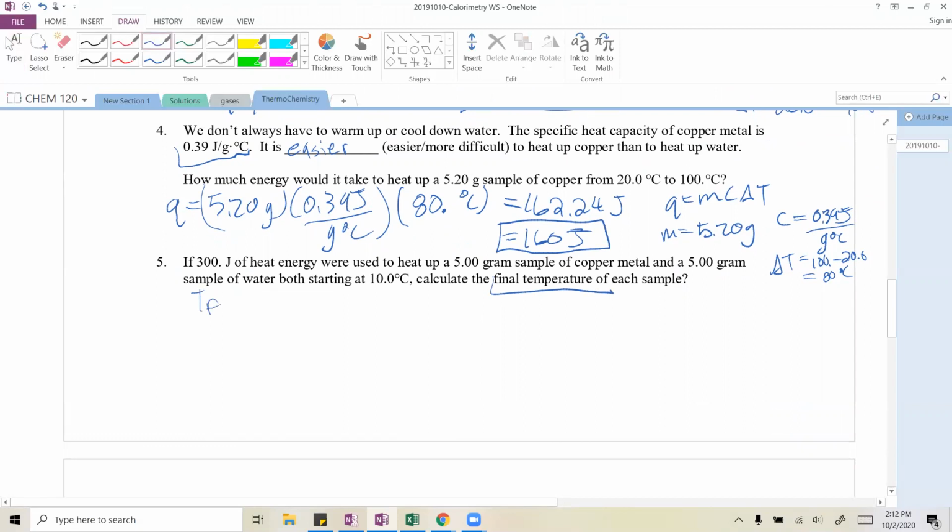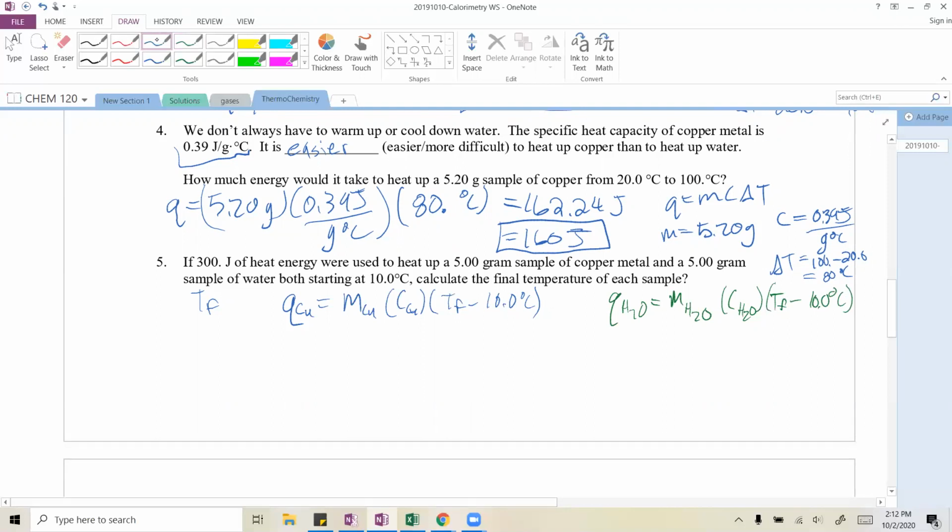So if we look at that equation, the heat of our copper is going to be the mass of the copper times the heat capacity of the copper times your final temperature minus your initial. And so our initial is going to be the same in this case. It's going to be 10.0 degrees Celsius. For our water, the heat of our water is equal to the mass of the water, the heat capacity of the water. We'll get it to its final temperature minus its initial, 10 degrees Celsius.